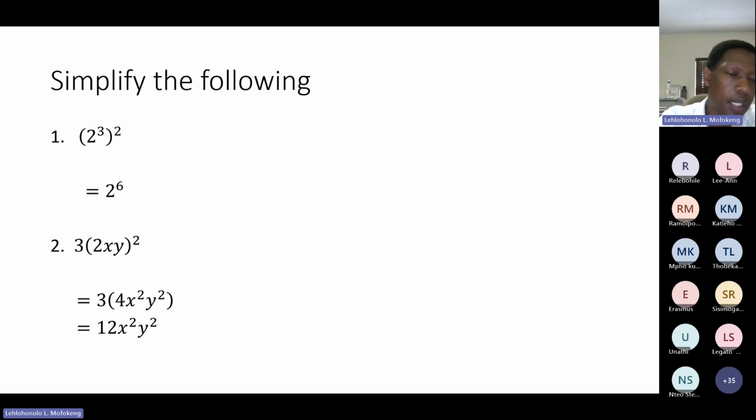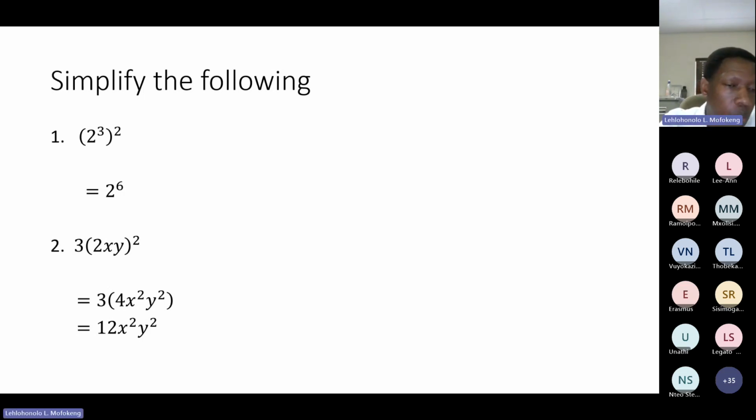So each and every factor that is inside the bracket must be raised to 2. 2 must be raised to exponent 2. X must also be raised to exponent 2. Y also must be raised to exponent 2. So if we raise 2 to exponent 1, again to exponent of 2, we must multiply the exponent 1 by exponent 2. That is why it will give us 2 to exponent of 2, which is 4.